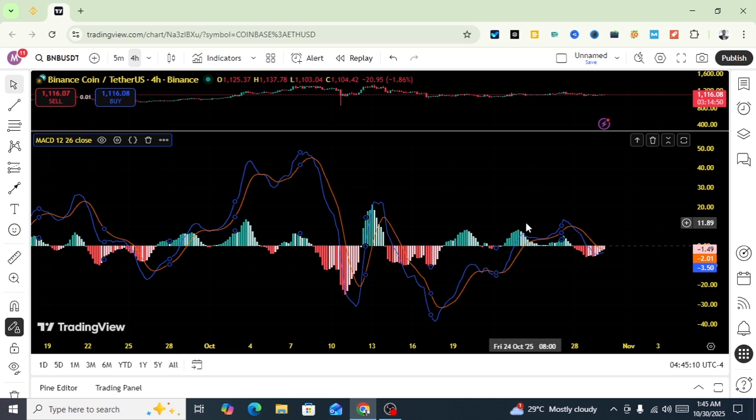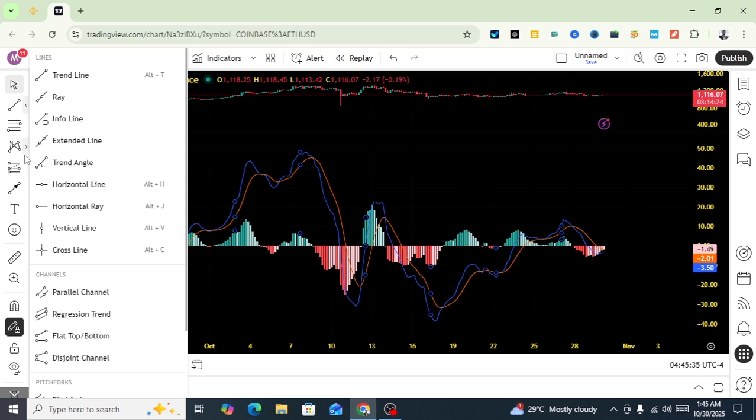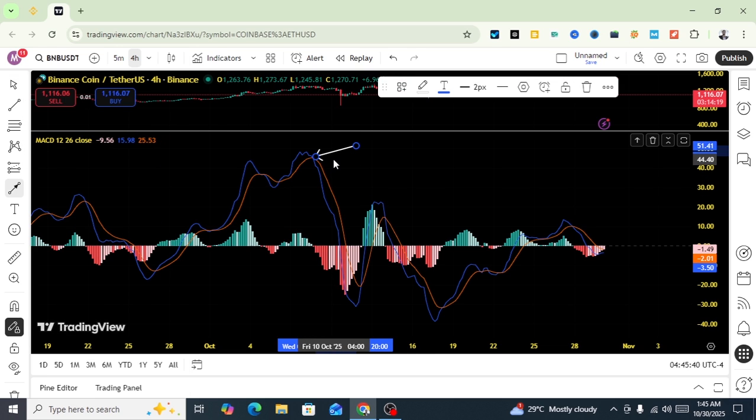So when the MACD line, that means the blue line, crosses above the signal line, you can see when the blue line crosses that orange line. If we mark that one, you will understand it better. Basically, this is the position where the blue line crossed the orange line, and this is called a crossover. The signal shows a bullish moment.